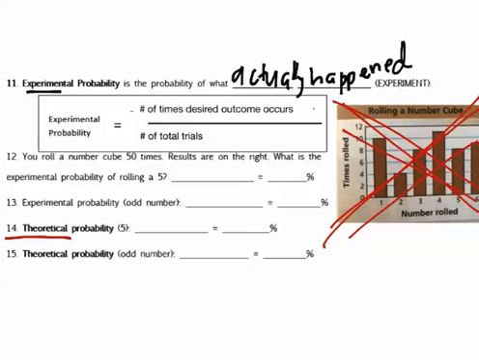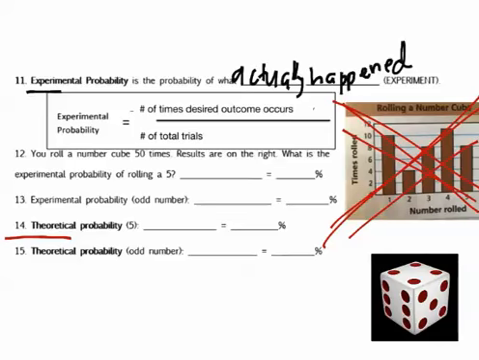So what is the theoretical probability if you have a dice of rolling a 5? A dice has how many 5s? How many favorable events or outcomes? It has 1 five. And how many total outcomes are there? Well, there's 6 because the dice has 6 numbers on it. Okay, so 1/6 is 16.6 repeating percent.